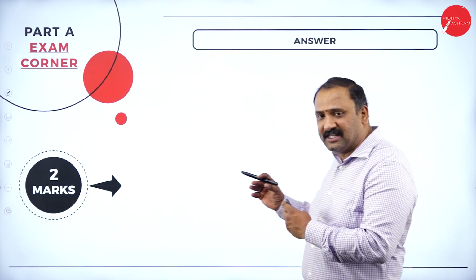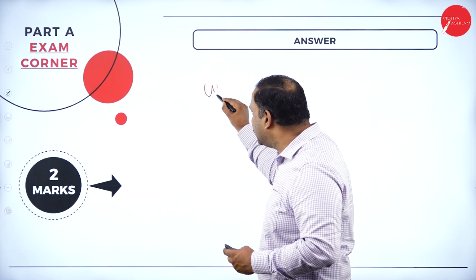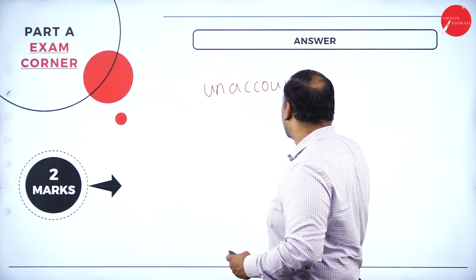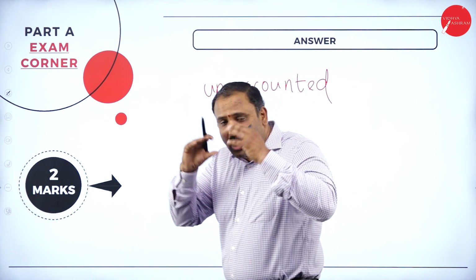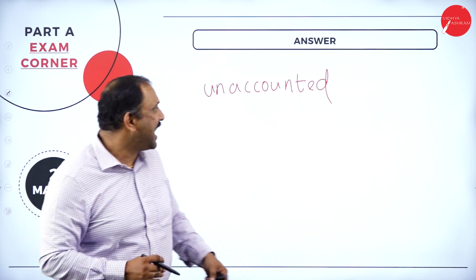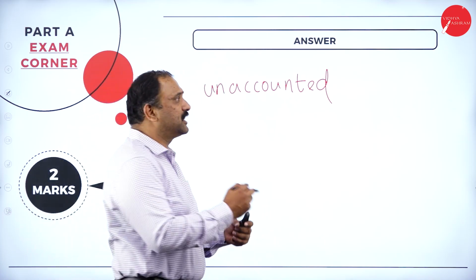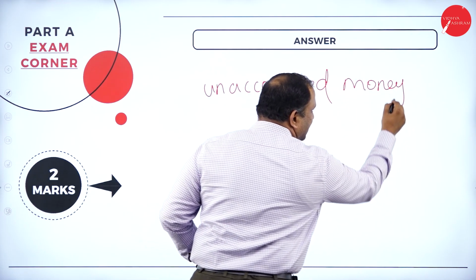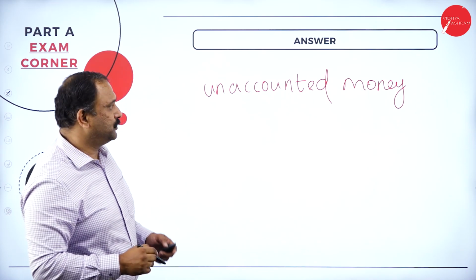So the answer to this is: the unaccounted money is called black money. The unaccounted money that has not been brought into the books of accounts, which is not being paid as tax, is known as black money. So the unaccounted money is what we will be using here, the word, to say black money altogether.